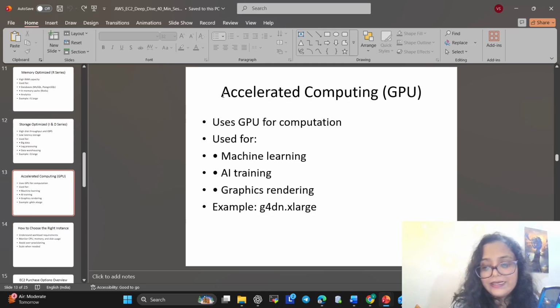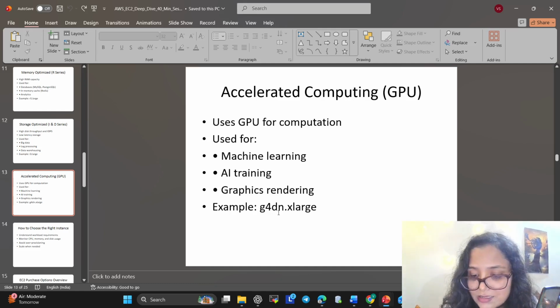Now, accelerated computing. It uses GPUs for computing, machine learning, AI training, and graphic rendering. For training an ML model that requires GPU power, CPU-based instances are very slow. So in this case, we use Z4DN.large, which is used for AI and ML workloads.